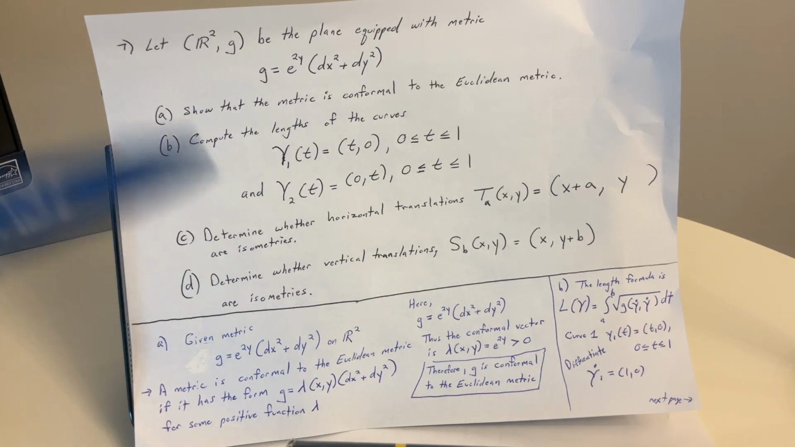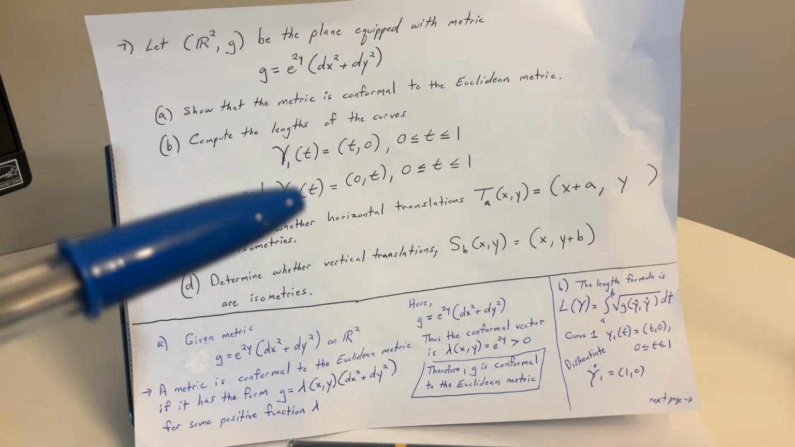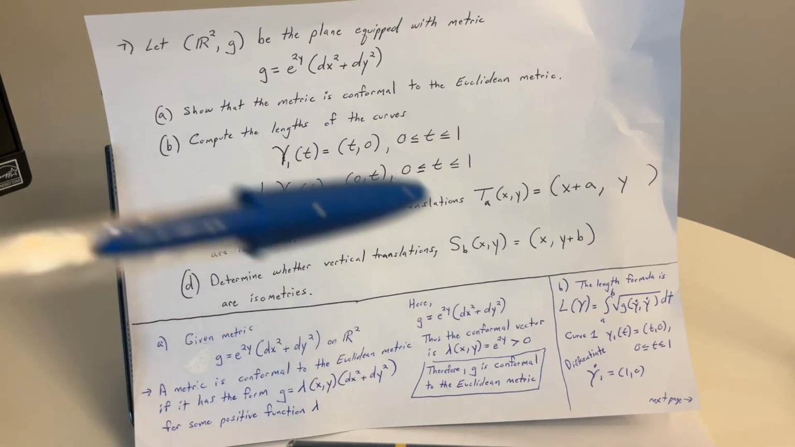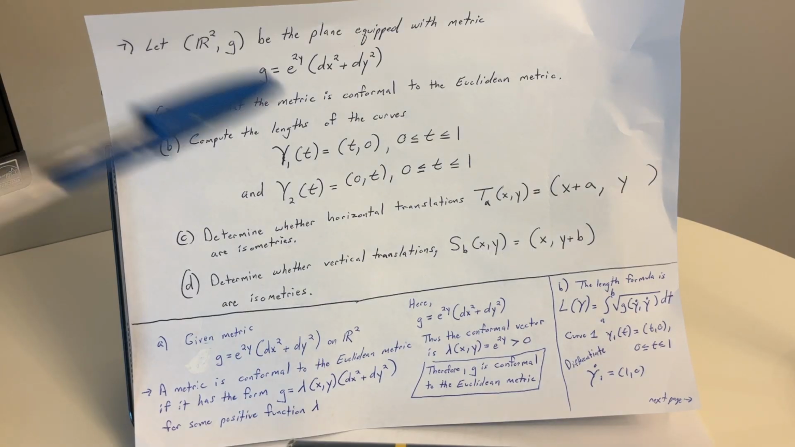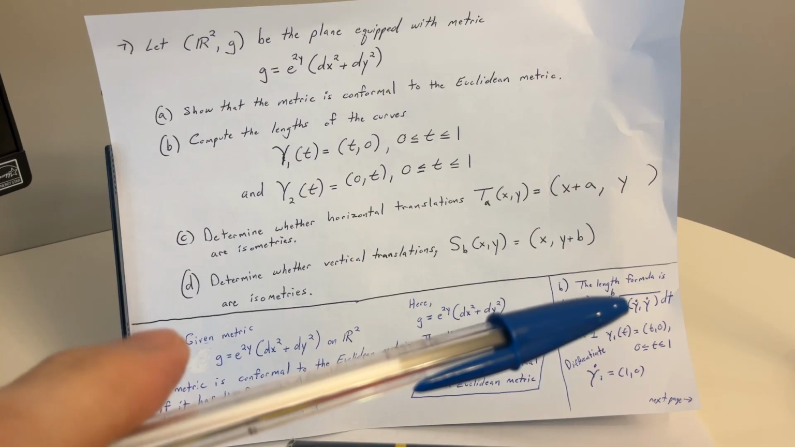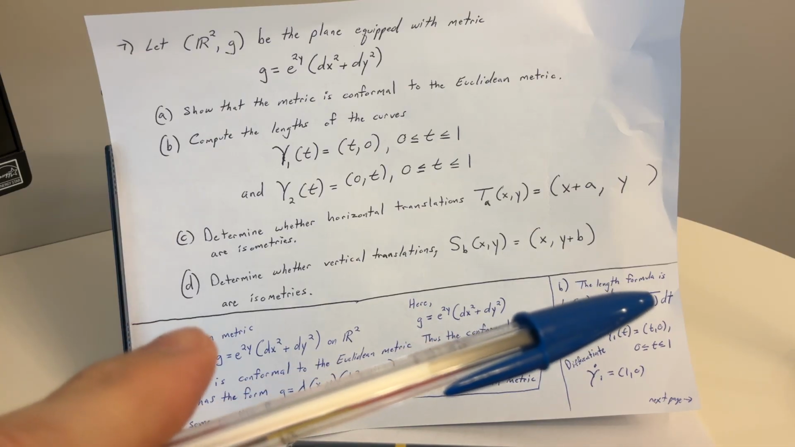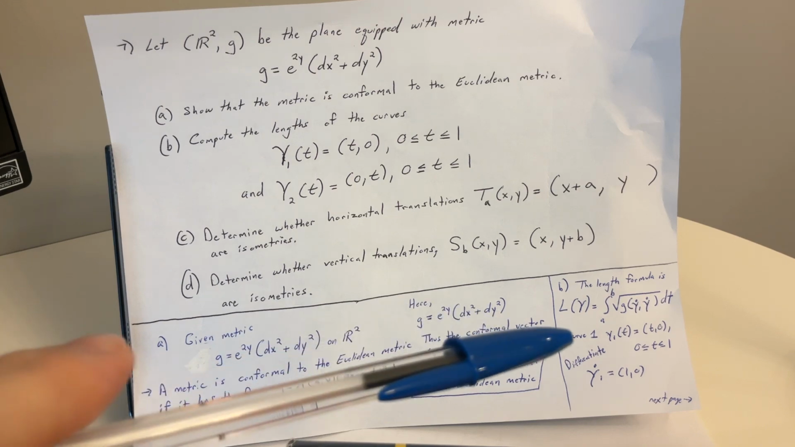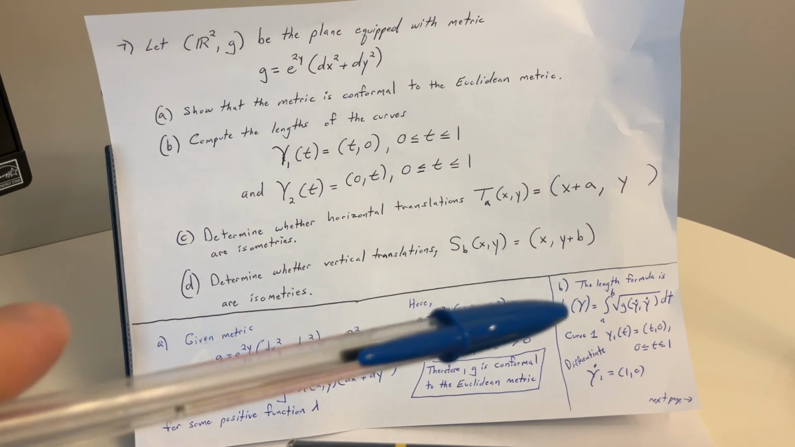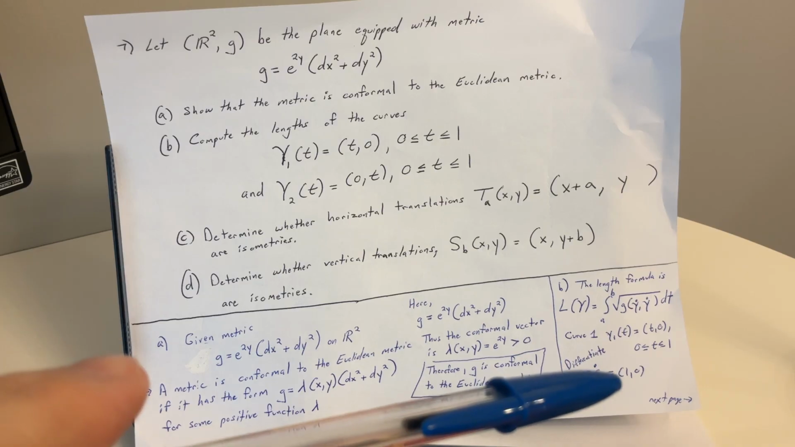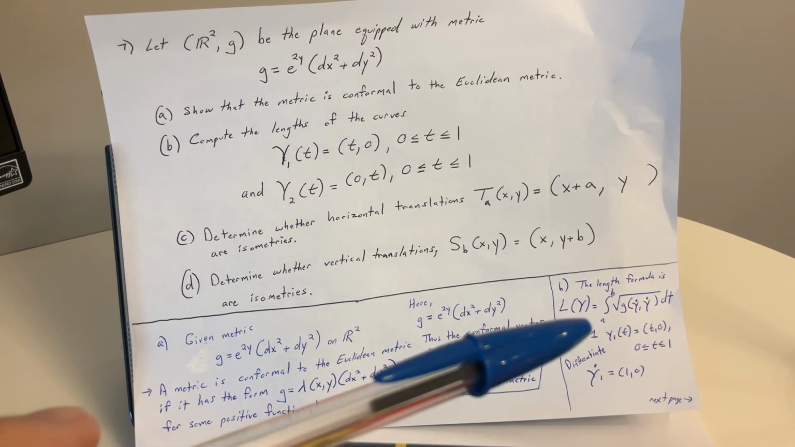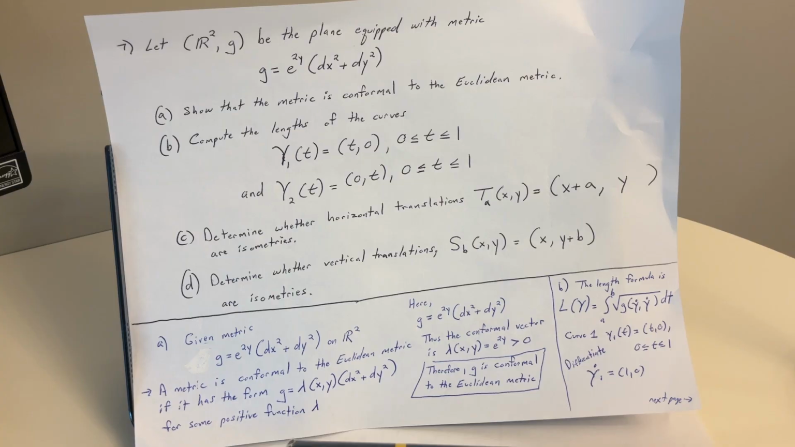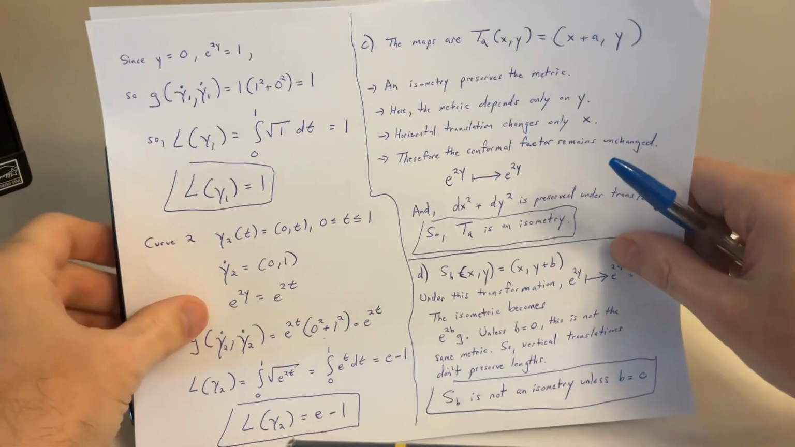Moving on to part B. Compute the lengths of these two curves, gamma sub 1, gamma sub 2. So here's the formula we're going to need. The length formula is L of gamma equals the integral from a to b of the square root of g of gamma dot, dt. So curve 1, we want to differentiate. We get gamma dot sub 1, and that's at (1, 0). So make sure we're using this formula for these two sections of the problem.